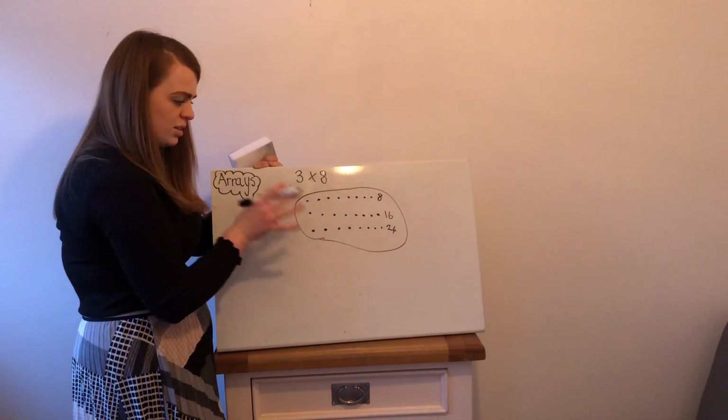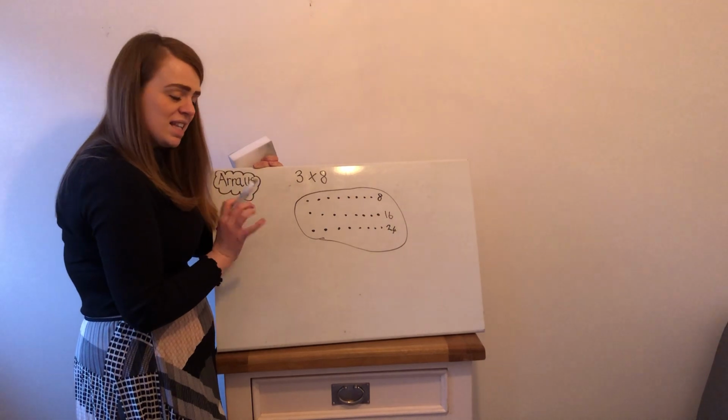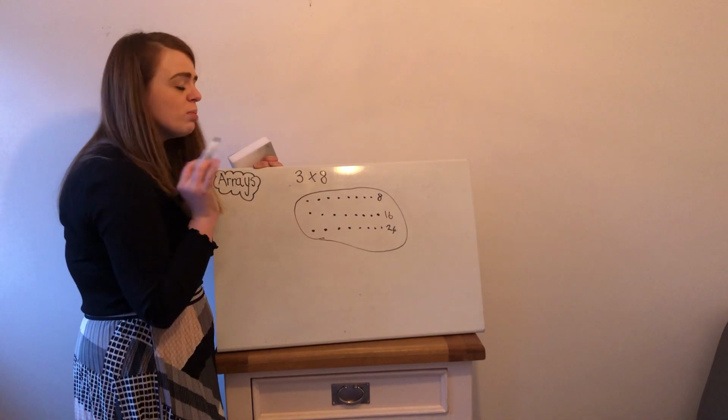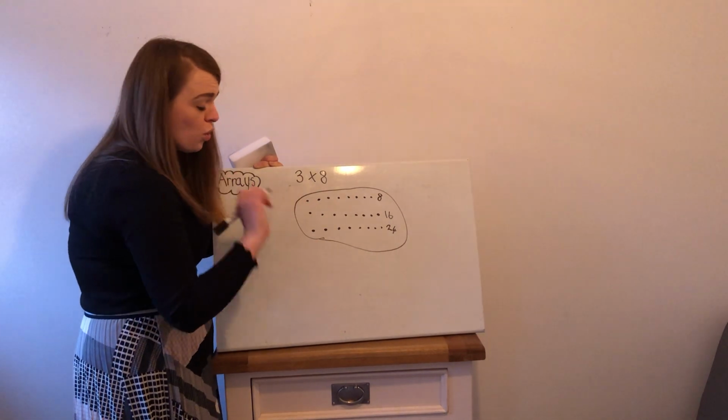So I've done the first way. I think my answer is 24, but I'm just going to do it in the second way to make sure, because it is commutative. So I'm going to do this time 8 rows of 3.